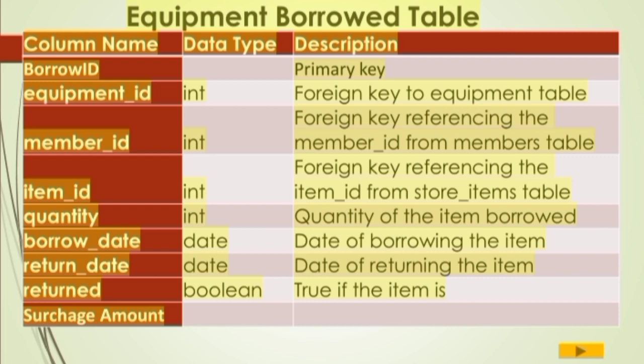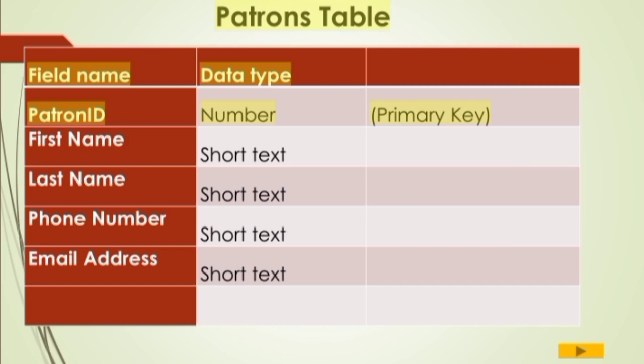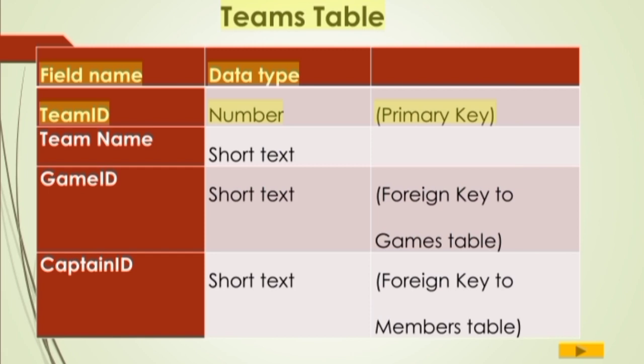Patrons table. Field name, data type. Patron ID, number, primary key. First name, short text. Last name, short text. Phone number, short text. Email address, short text. Teams table. Field name, data type. Team ID, number, primary key. Team name, short text. Game ID, short text, foreign key. Captain ID, short text, foreign key.